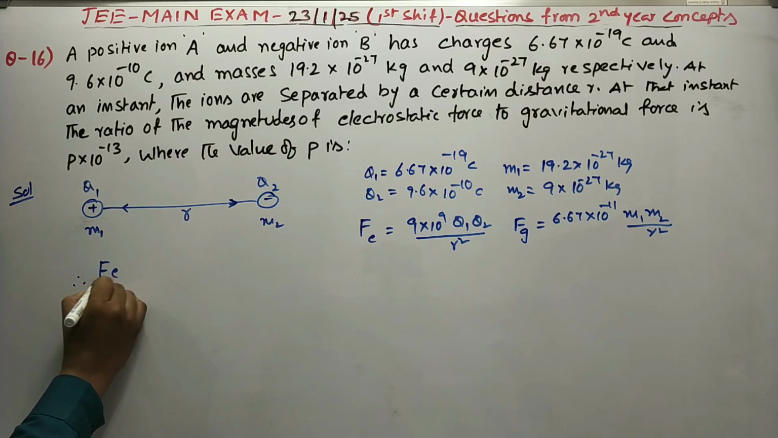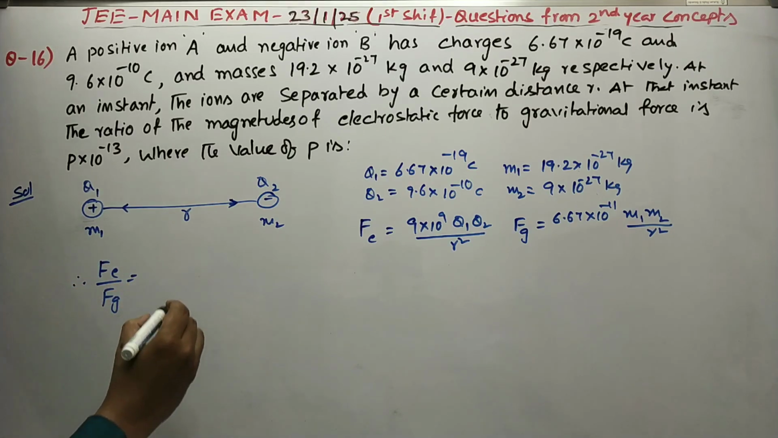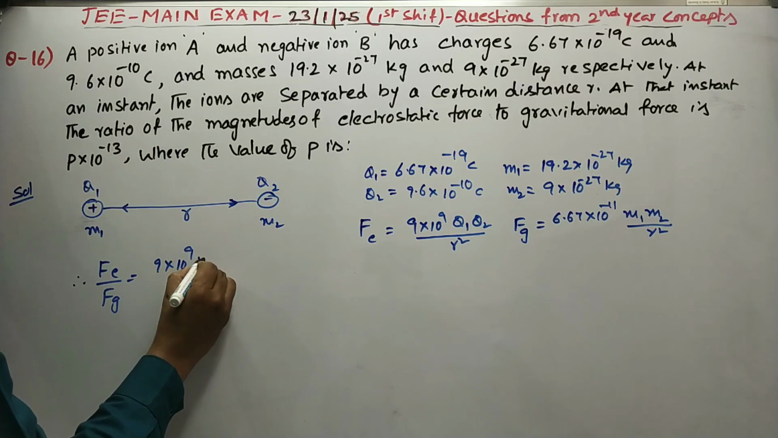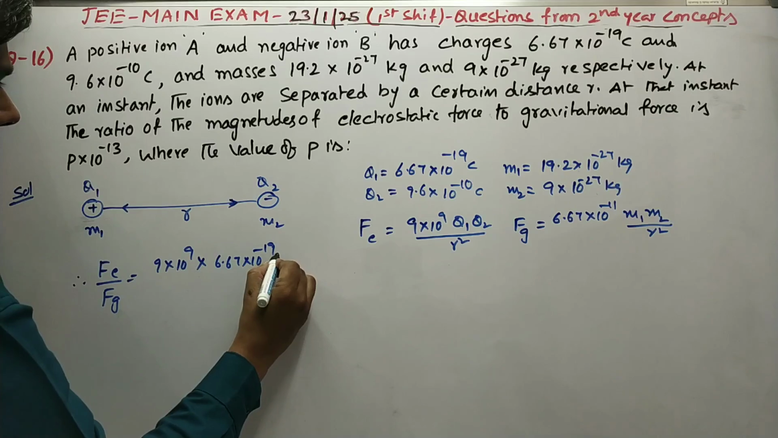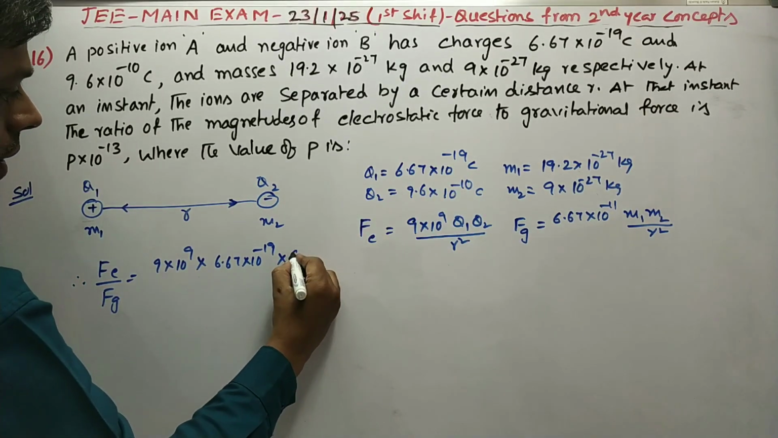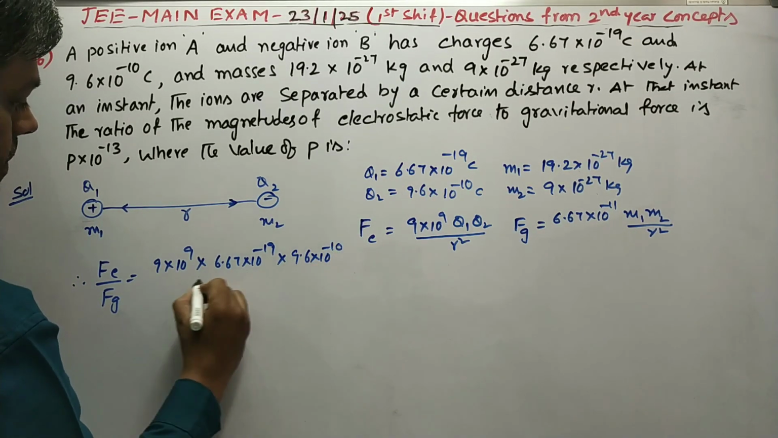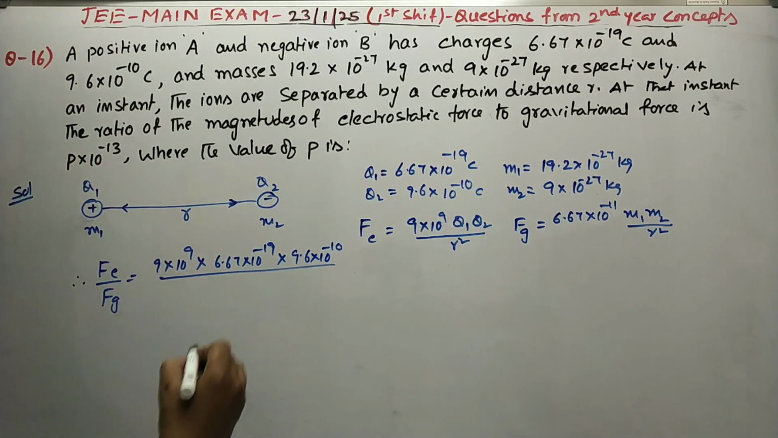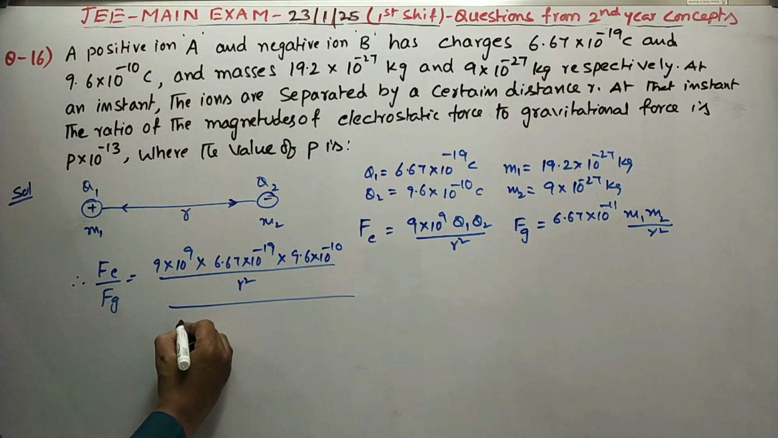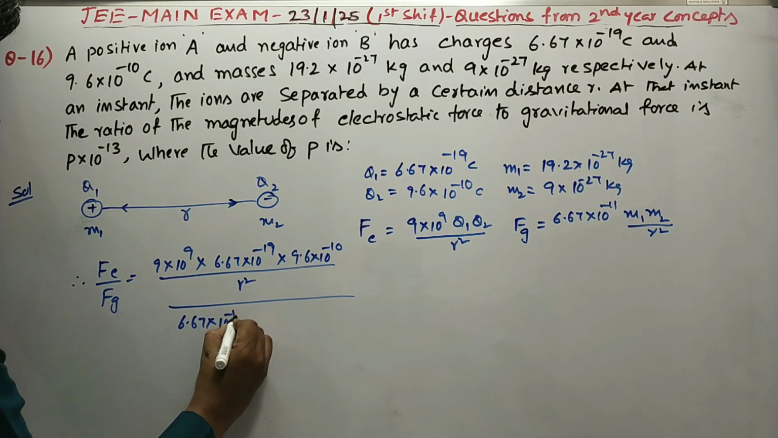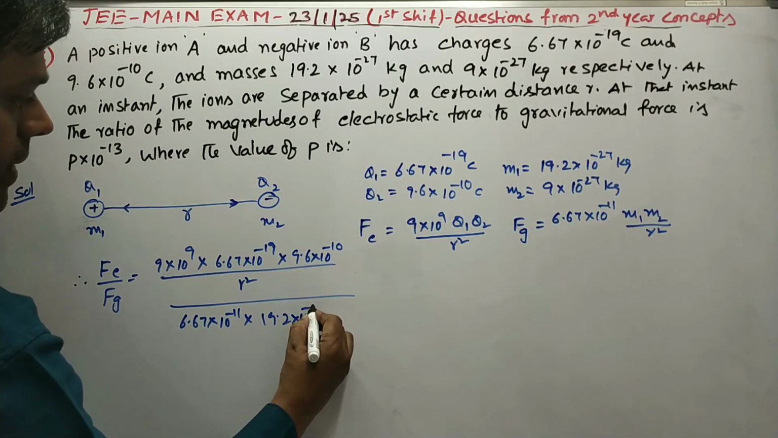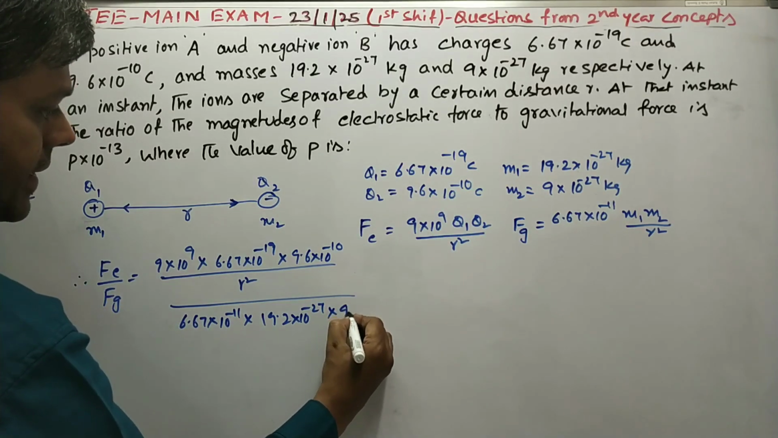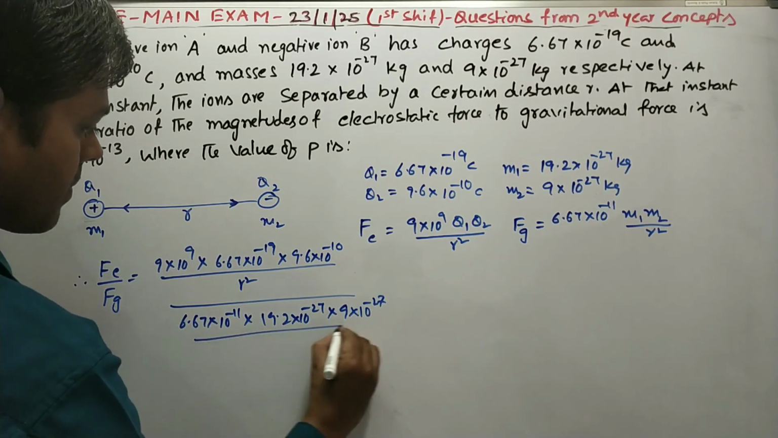Therefore, Fe by Fg is equal to 9 into 10 power 9 into Q1. What is the charge of the first one? 6.67 into 10 power minus 19, into Q2. Q2 is equal to what? 9.6 into 10 power minus 10, by r square. And Fg, the gravitational force, is 6.67 into 10 power minus 11 into the masses. First one, 19.2 into 10 power minus 27, into m2, 9 into 10 power minus 27, by r square.